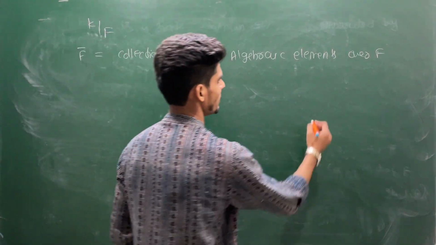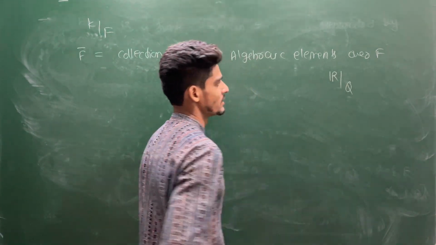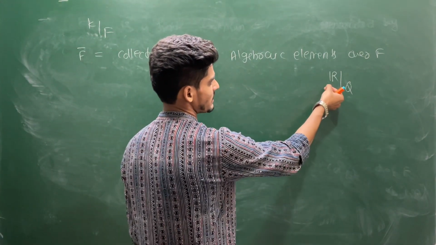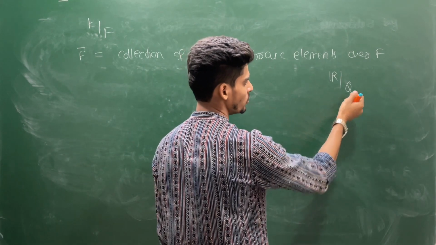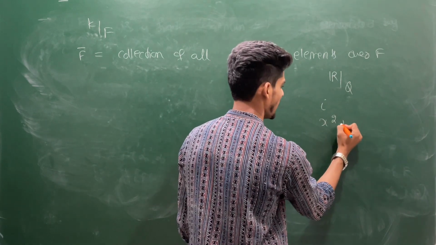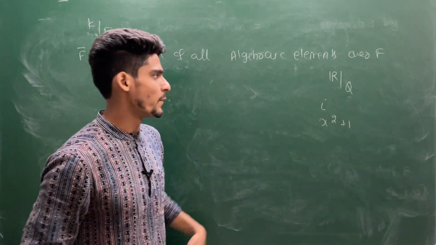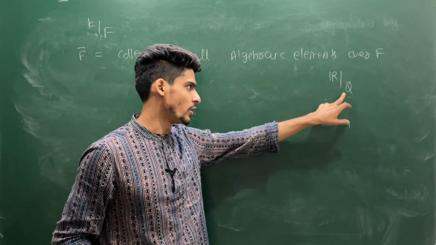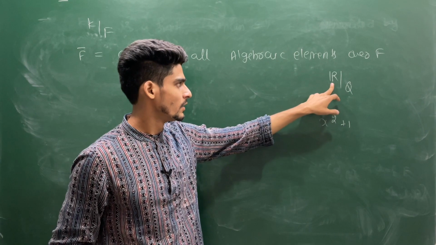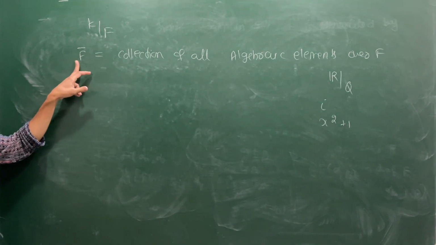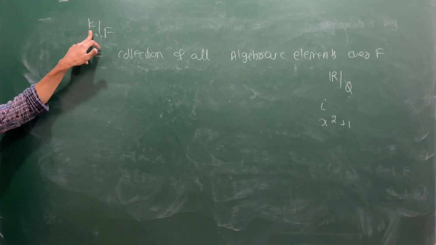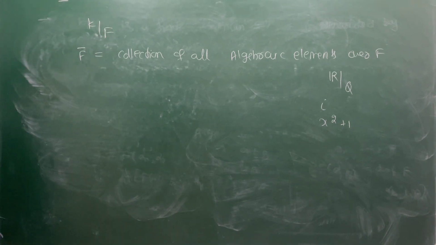For a particular example, R over Q is an extension, and if I collect all the elements which are algebraic over Q, clearly iota is an algebraic element over Q because I have this nice polynomial x square plus 1. This is a polynomial defined by choosing the coefficients from Q, but it does not have any root in R. So if I take all the algebraic elements over F, this need not be a subset of K. This may be bigger than K.